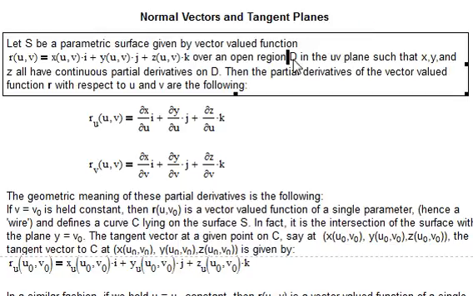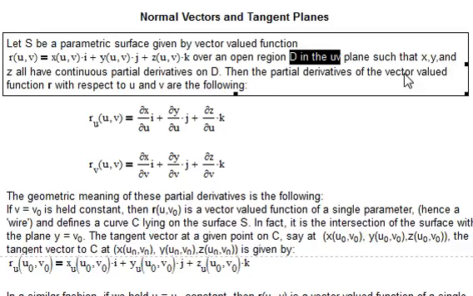See, that's our interval. It's not a t interval now. It's a region in the uv plane. You can translate it as the xy plane if you want to think of it like that. Anyway, such that x, y, and z all have continuous partial derivatives on D, our domain in the uv plane.